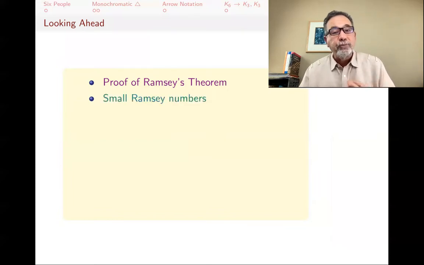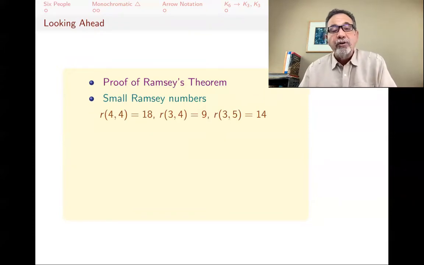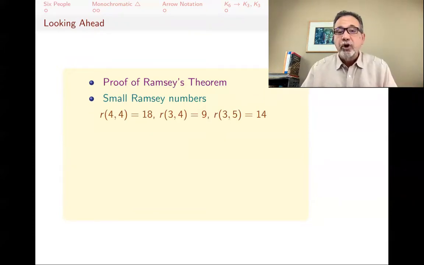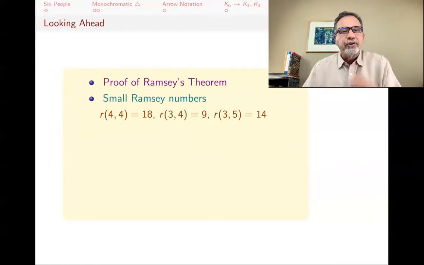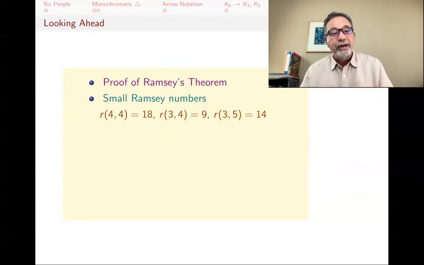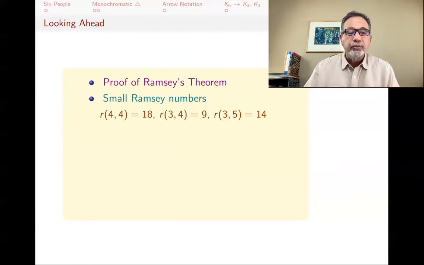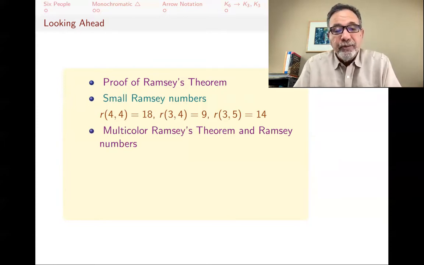Then there's the matter of small Ramsey numbers. We've already talked about R33 being 6. That's the only one we proved. But R44 is 18, R34 is 9, R35 is 14. And these are all sort of doable proofs up to a point. The examples are a little bit complicated to look at to see why we can't do better, but the proofs are certainly doable. We can do multicolor Ramsey theorem and Ramsey numbers.